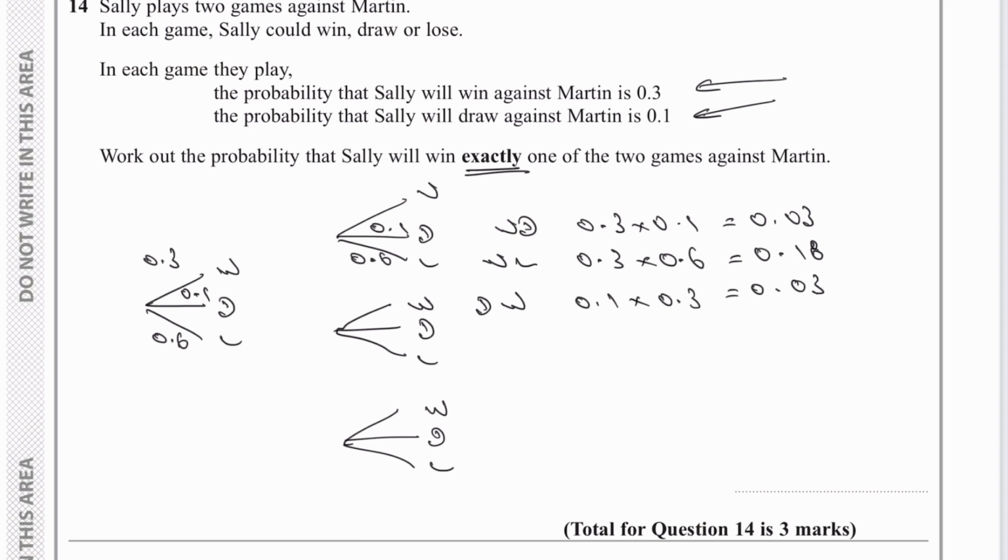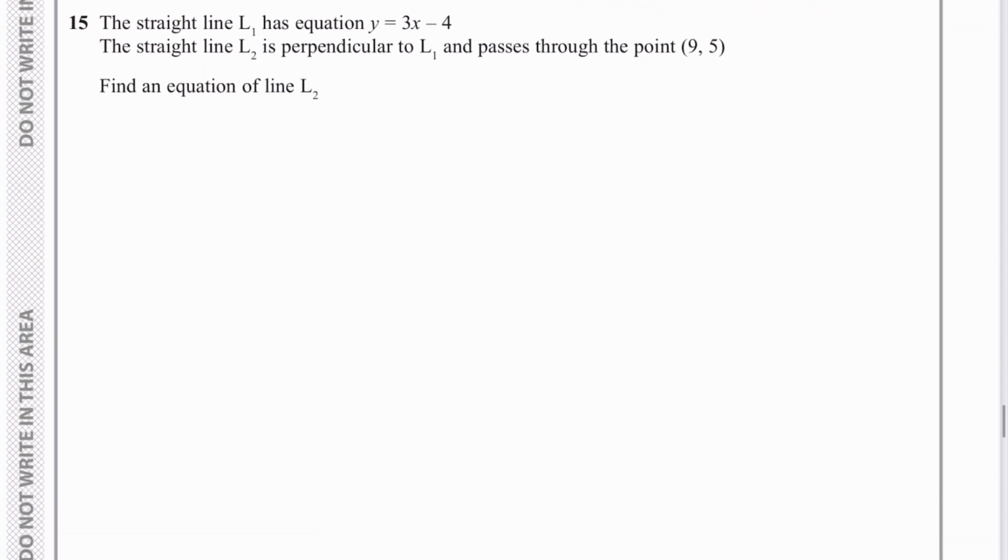And then finally she loses the first game and then she wins the second game. So that's one over here, and that's going to be 0.6 multiplied by 0.3, which is going to be equal to 0.18. So the probability that Sally will win exactly one of the 2 games against Martin is all of these probabilities added up, which is 0.42, and that would be the answer to question number 14. Hopefully that's okay for you. Let's move on then to question number 15.